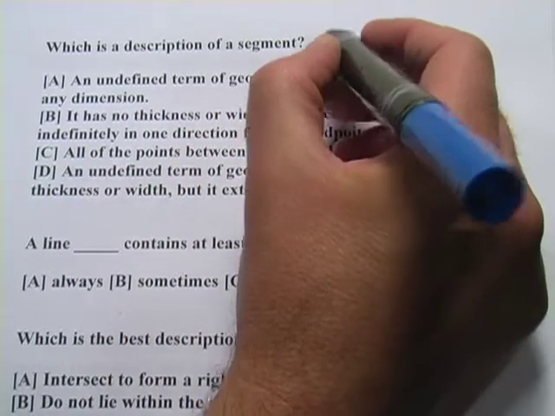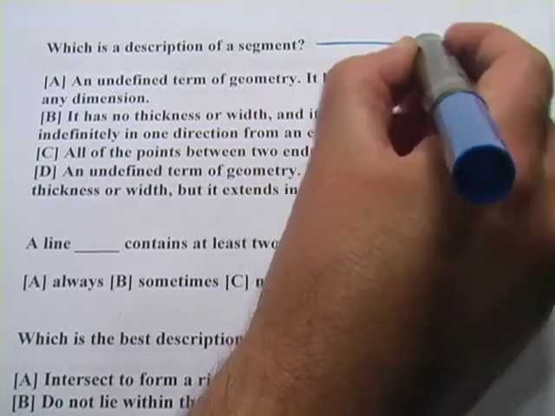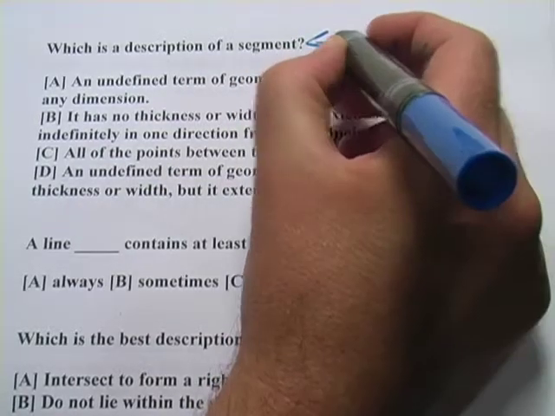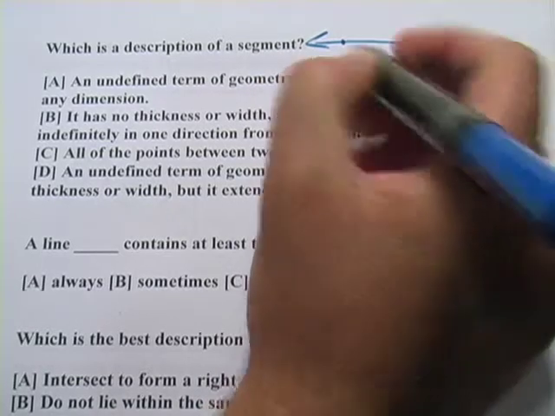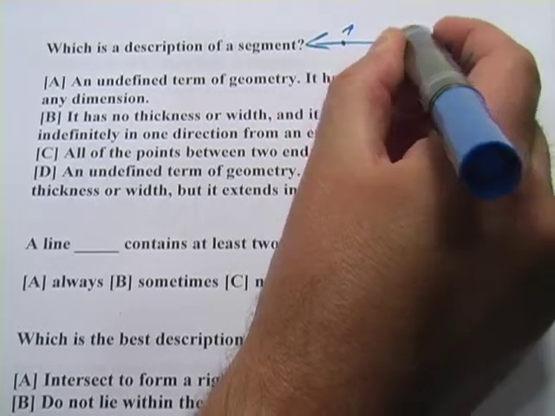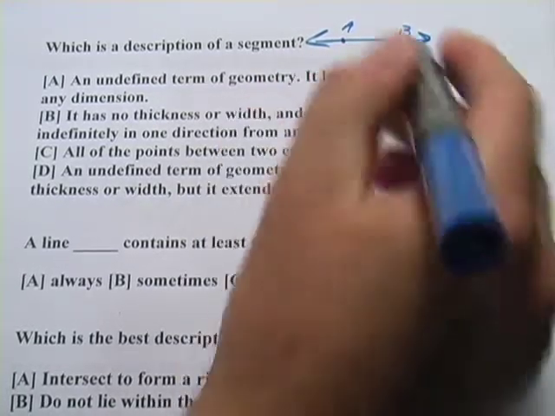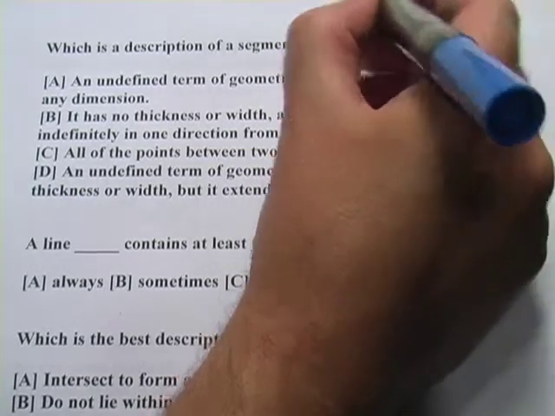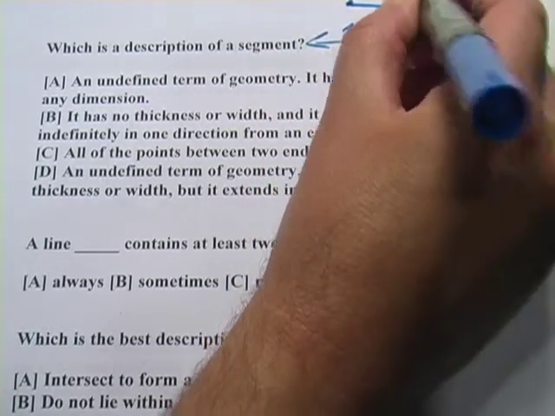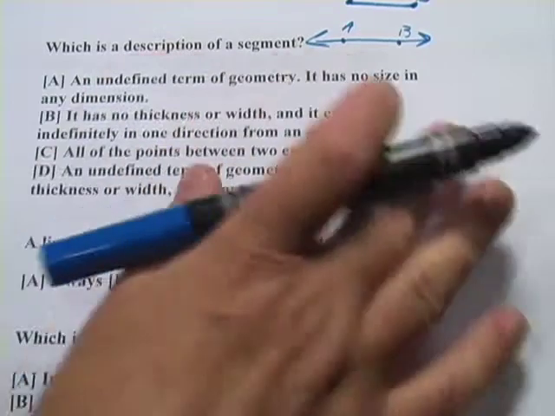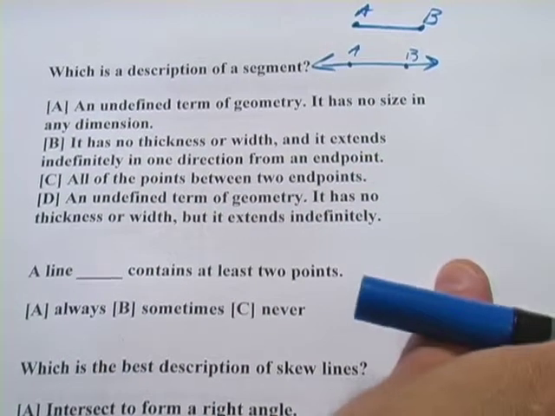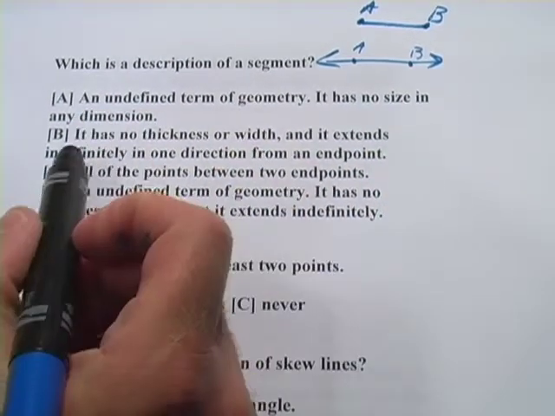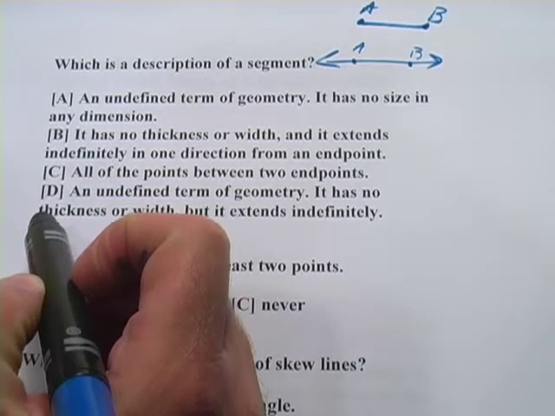So a segment is part of a line, whereas a line goes on forever. A segment might be part of that. You put a couple of points in there, and then you call that segment AB. If you saw that off by itself without the line there, it would look like that. So that's a line segment. That's a line segment. So let's see which definition fits here.